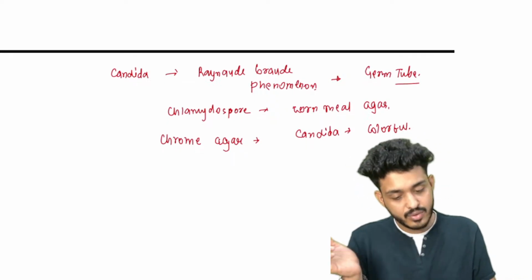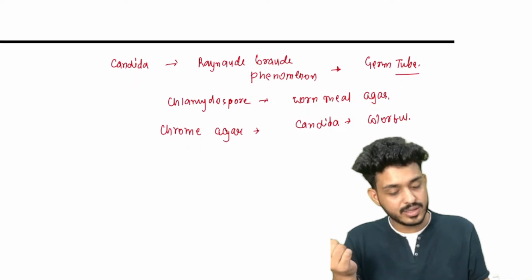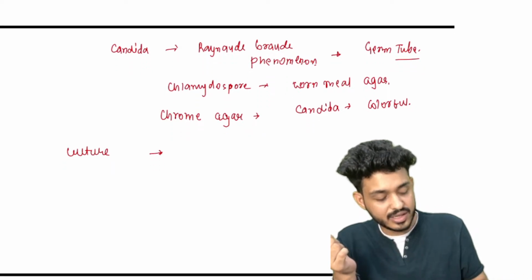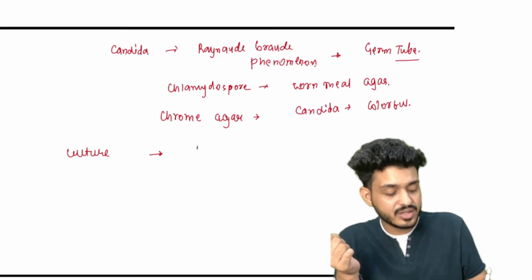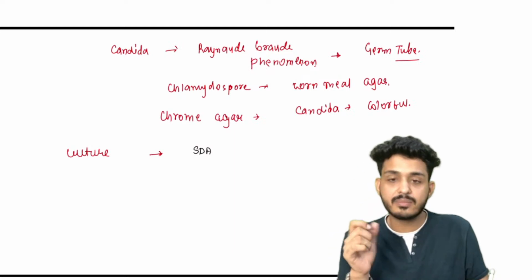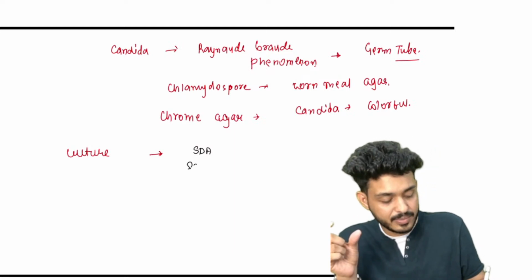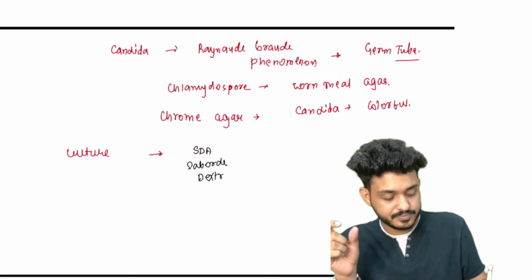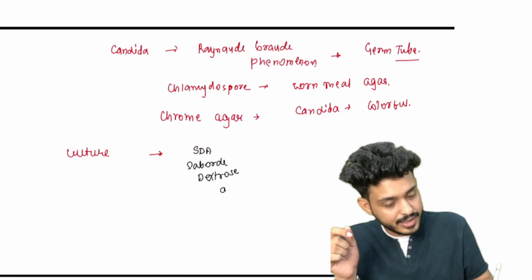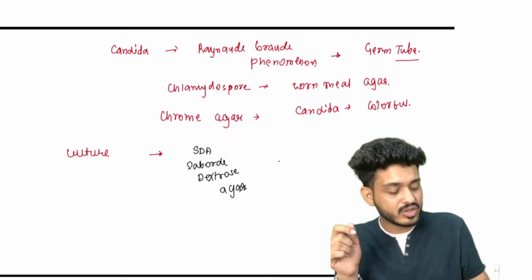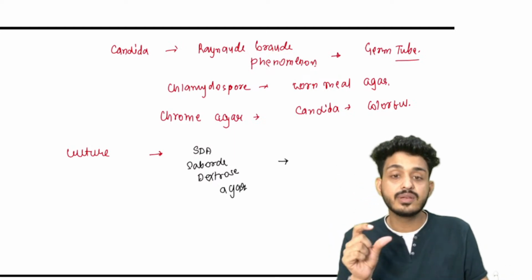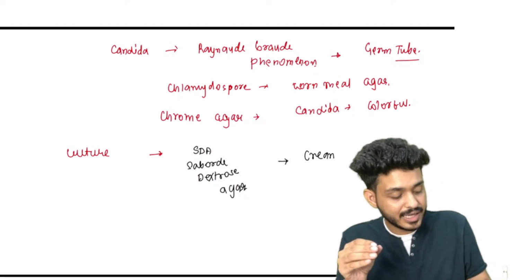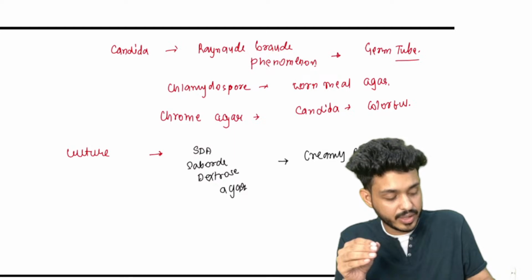Okay, apart from that you will be finding oral thrush. How will you culture this particular organism, that is your fungus? You will be culturing fungus on Sabouraud dextrose agar. Okay, you will be culturing them in Sabouraud dextrose agar. And what kind of colony will you be finding? You will be finding a specific creamy pasty colony.